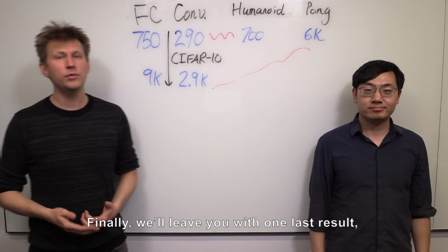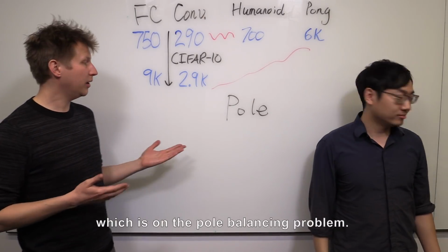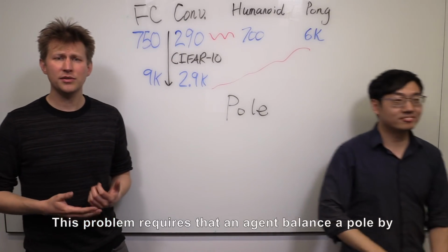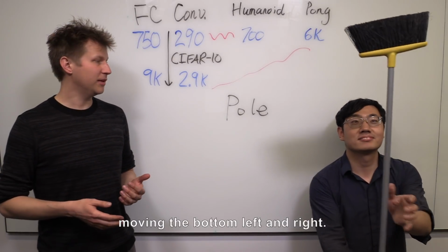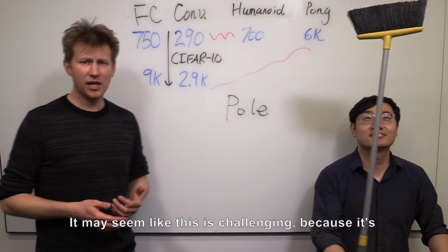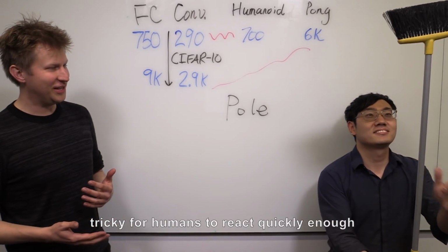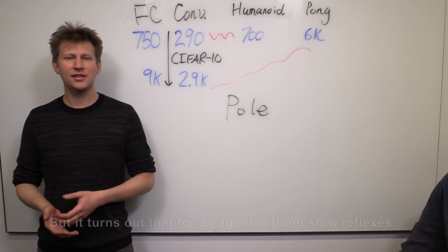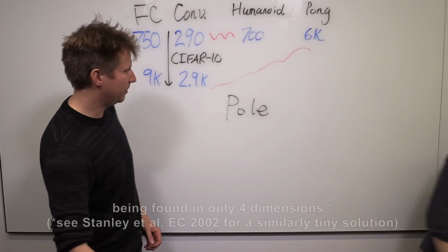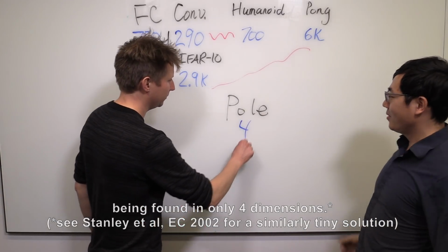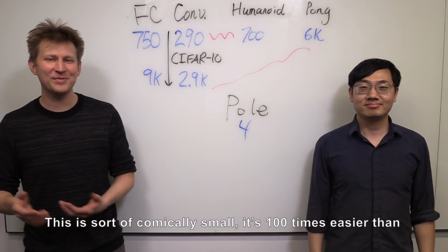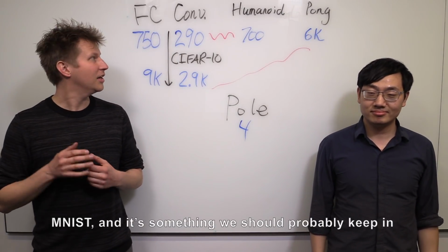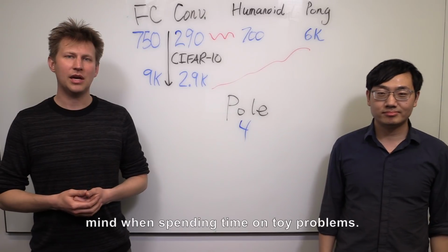So finally, we'll leave you with one last result, which is on the pole balancing problem. This problem requires that an agent balance a pole by moving the bottom left and right. It may seem like this is challenging because it's tricky for humans to react quickly enough to keep the pole balanced. But it turns out that for an agent without slow reflexes, it's actually incredibly simple, with solutions being found in only 4 dimensions. This is sort of comically small. It's 100 times easier than MNIST, and it's something we should probably keep in mind when spending time on toy problems.